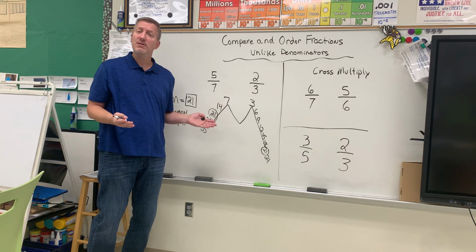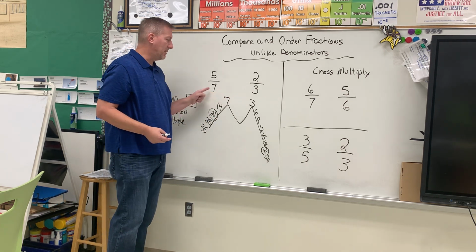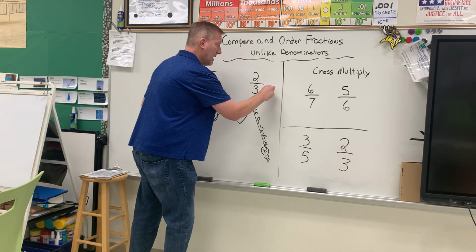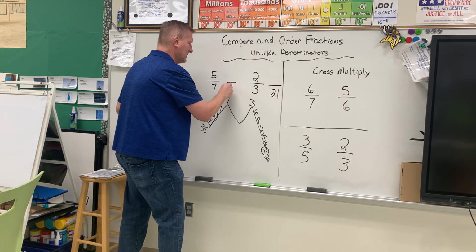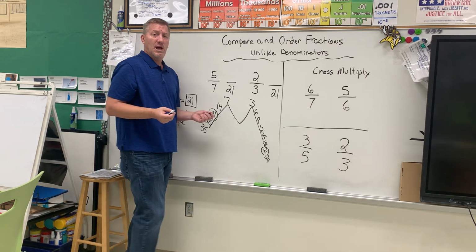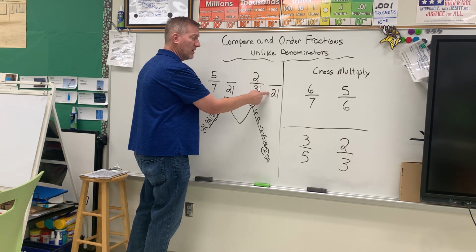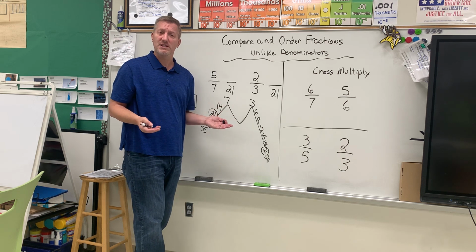So now I found the least common multiple, what do I do with it? I change both the denominators into 21. So I'm going to go ahead and change this one into 21, and I'm going to change this one into 21. So the next step is, how do we get this fraction to be with 21 in the denominator? Well, guys, it's equivalent fractions.